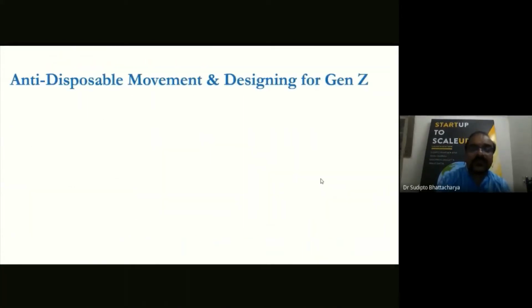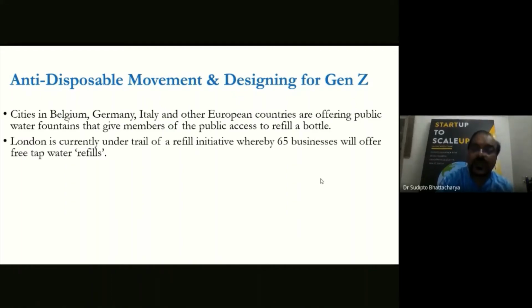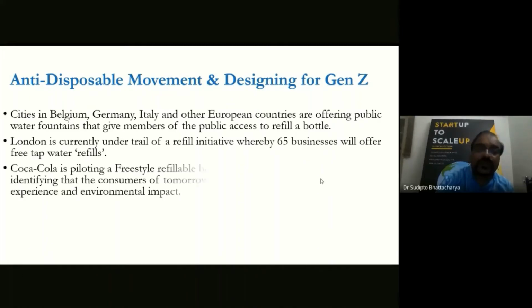Okay, there is another very important movement which came out, like so many movements across the world on responsible consumption, the anti-disposable movement, and the designing for Generation Z. So we do understand that there are some cities which won't be giving you anything if you are not refilling a bottle, which are offered by public water fountains. You go to a lot of airports, you will find that there are a lot of small water fountains from where you can refill your bottles. 65 businesses in London have been offering free tap water refills.